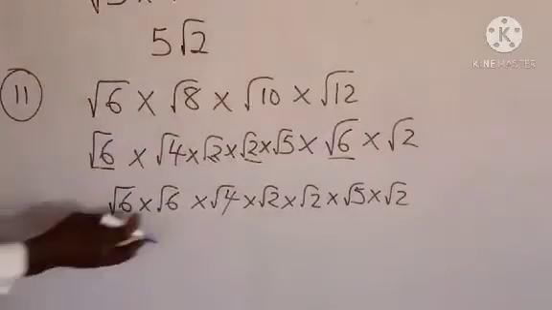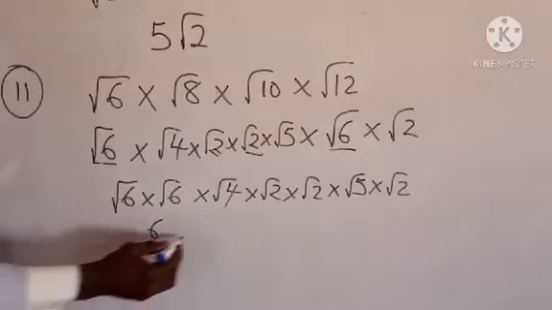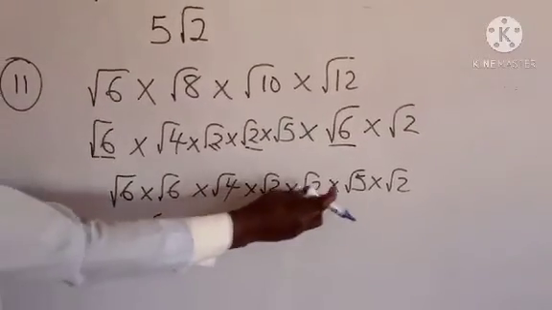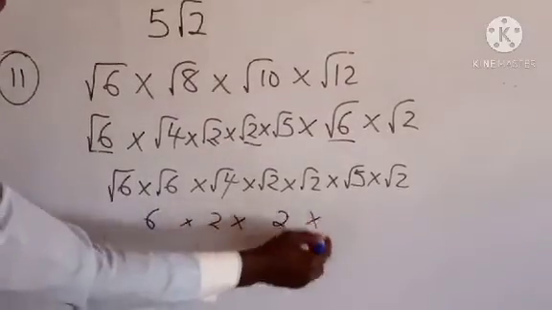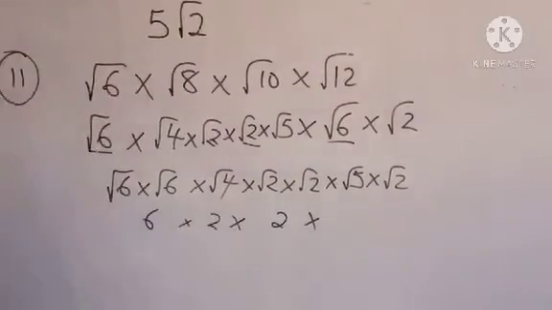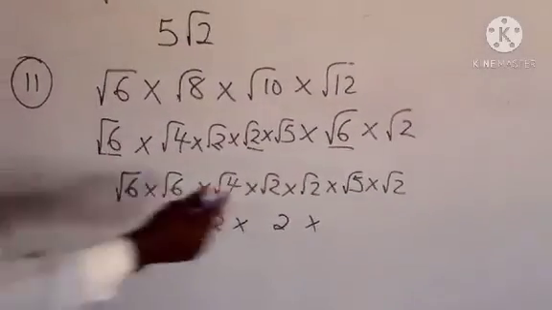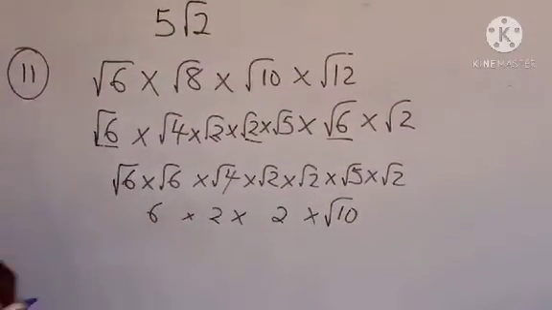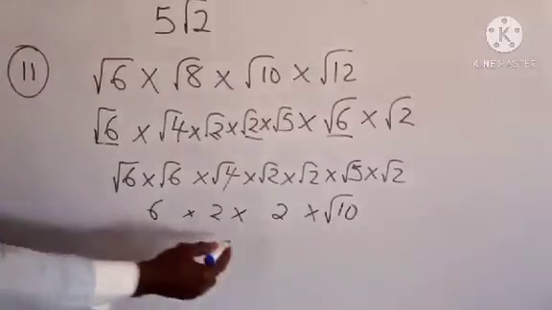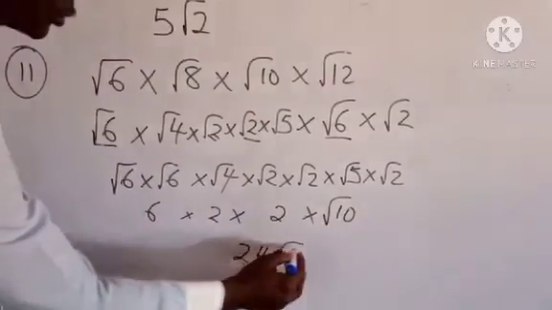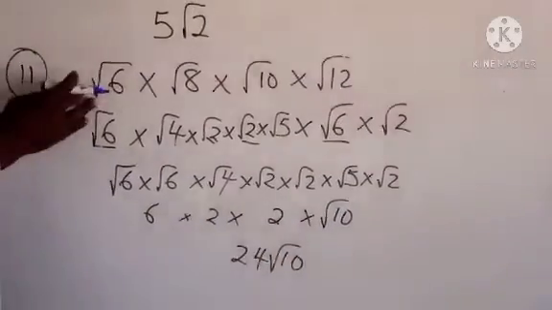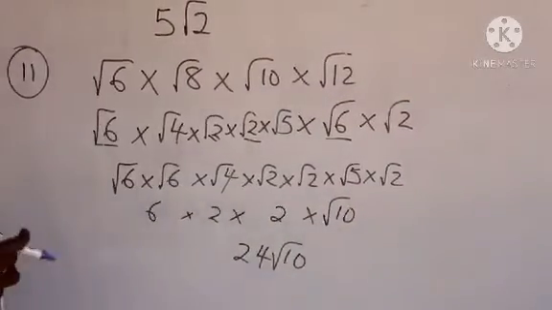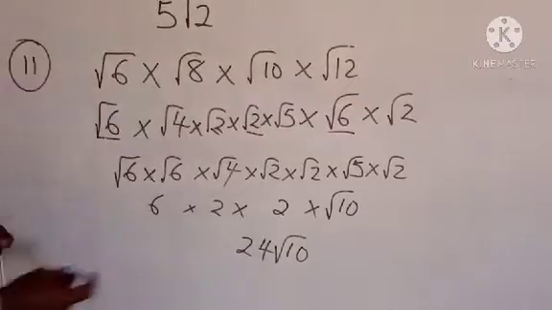If you multiply root 6 by root 6, it gives 6. We know root 4 is 2. If you multiply root 2 by root 2, you have 2. Since these 5 and 2 are not like, what you have is root 10. So 6 times 2 gives 12 times 2, 24 root 10. So when root 6 times root 8 times root 10 times root 12 is simplified, what you have is 24 root 10.